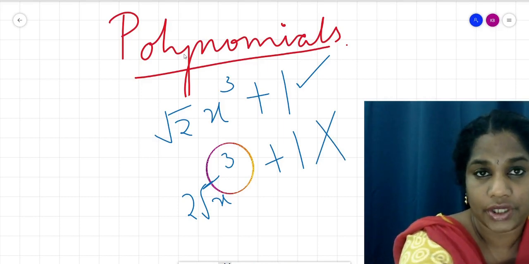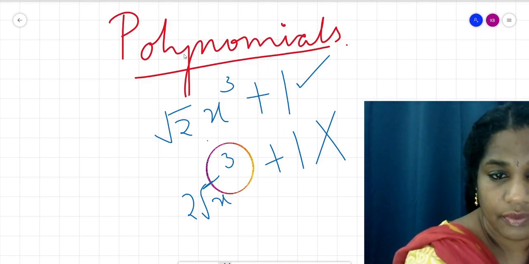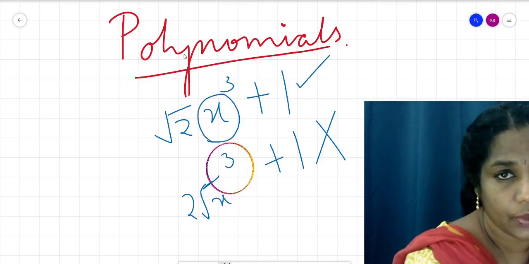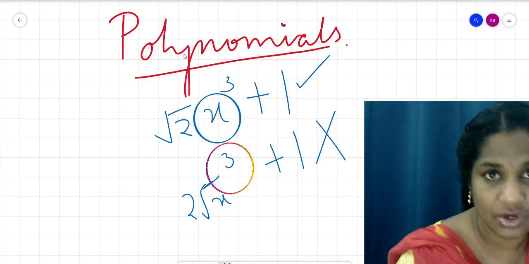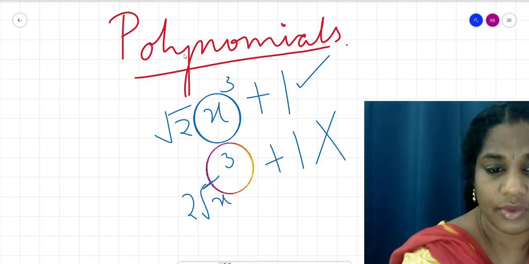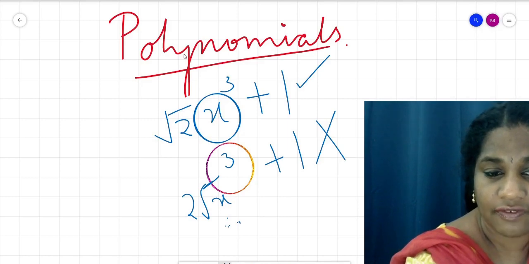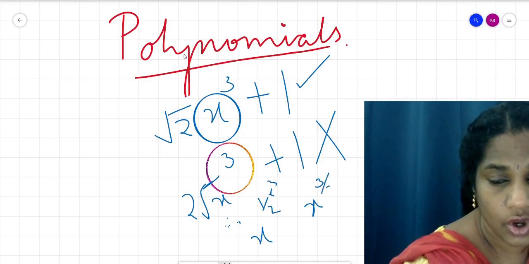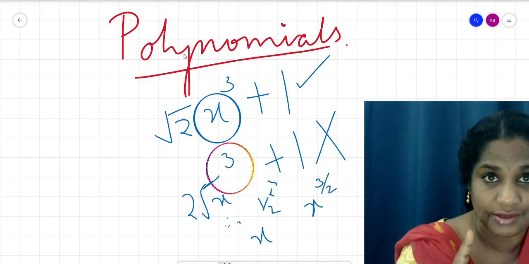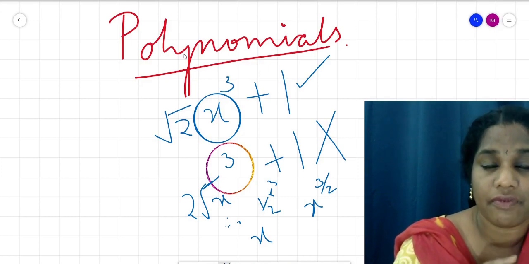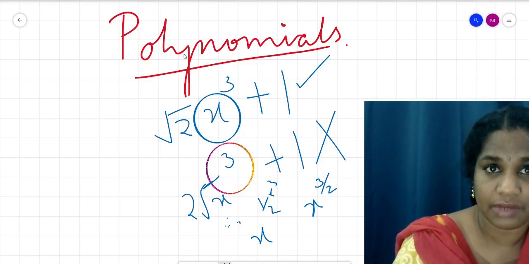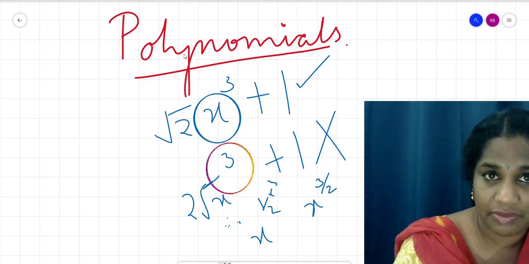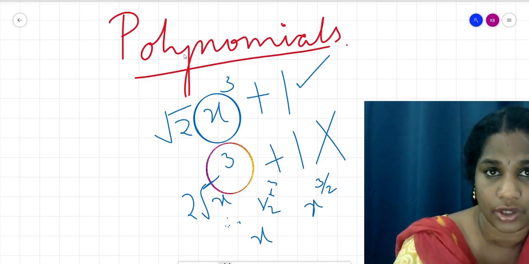Variable plays an important role here. See, our variable is not in under root here. That means variable is not irrational. Here variable is irrational. If it is under root x, that means it becomes x raised to 1 by 2 into 3, which becomes x raised to 3 by 2. So the power is in fraction. Power cannot be fraction. If in an expression power is fraction, that means it is not a polynomial.